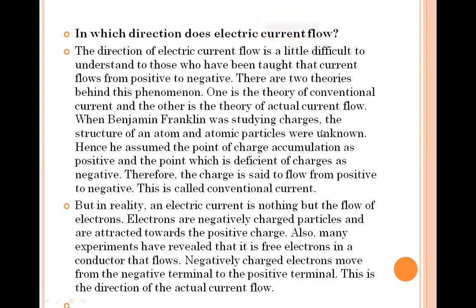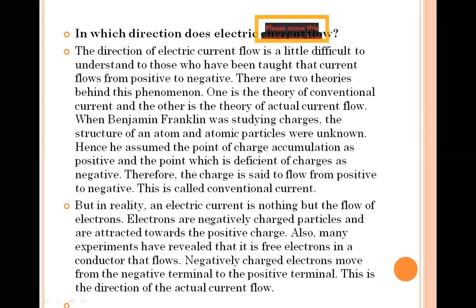At that time, nobody knew that there was an electron. Only the positive particle, the proton, had been discovered. Hence, he assumed that the point where charge accumulates is positive and the point which is deficient of charge is negative. So he assumed that the charges are only positive. The large quantity of charge is positive charge and deficient charge is negative charge. Therefore, charge is said to flow from the positive to the negative terminal. So this is called the conventional current.